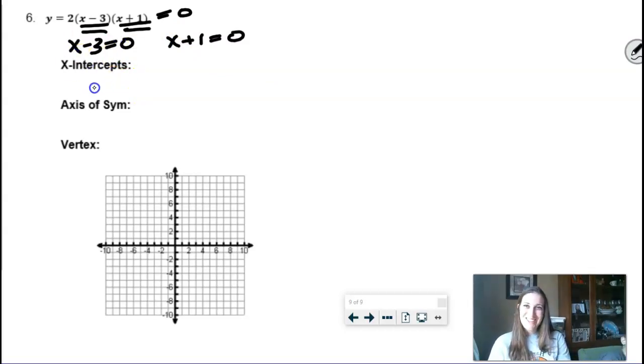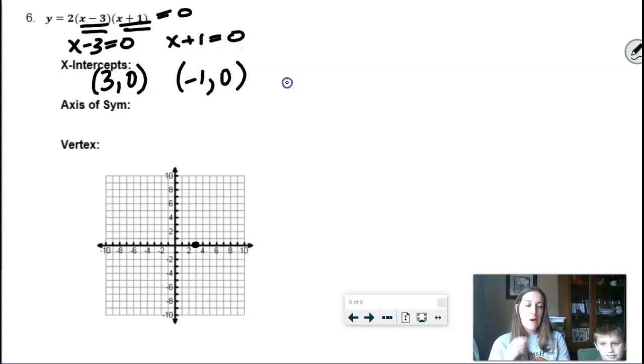So this one would give you x equals 3. So that's an intercept at 3, 0. And then this one, if you subtract it over, you'd get a -1, 0. Now, I haven't done a good job of explaining this part, but an x-intercept always has a y value of 0. That's why I'm finishing off those ordered pairs with zeros. Sorry about that. Okay, axis of symmetry formula.